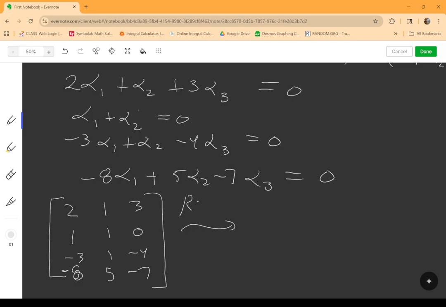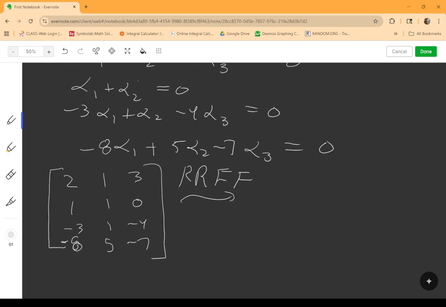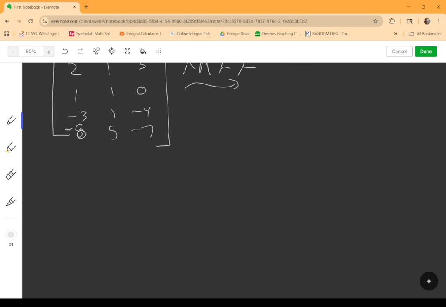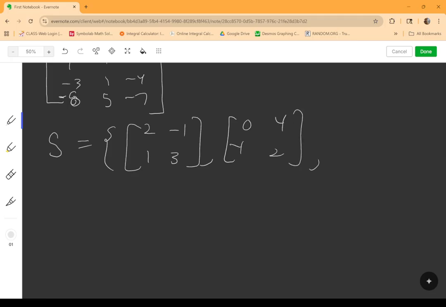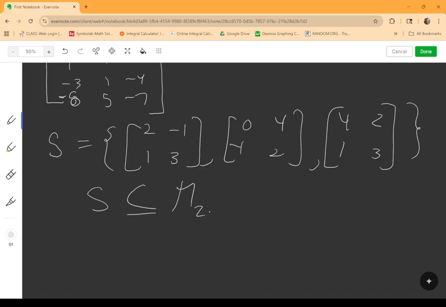The only thing new here is that we start with vectors being, in this case, polynomials. But nothing changes. This all works the same. So for example, let's say S is the set 2, -1, 1, 3, 0, 4, -1, 2, and then 4, 2, 1, 3. And S is a subset of 2 by 2 matrices.